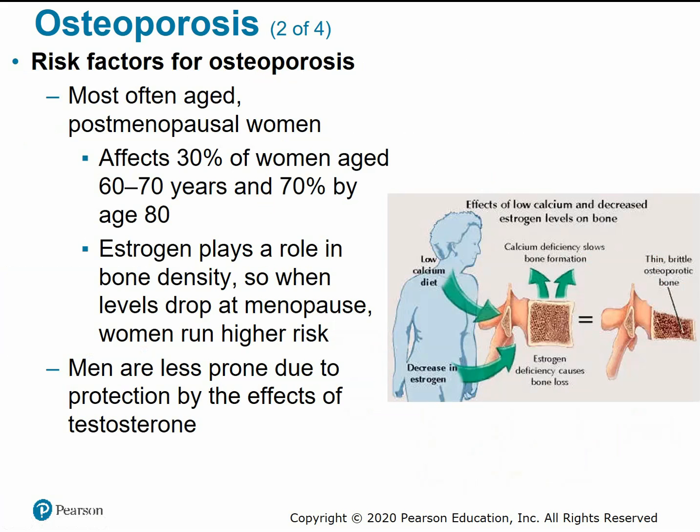So because estrogen plays a role in bone density and calcium absorption, after menopause, women stop producing as much estrogen, so they stop absorbing as much calcium. So as a result, their bone density is going to decrease. Men are less prone to osteoporosis because testosterone is going to keep their calcium metabolism healthy.